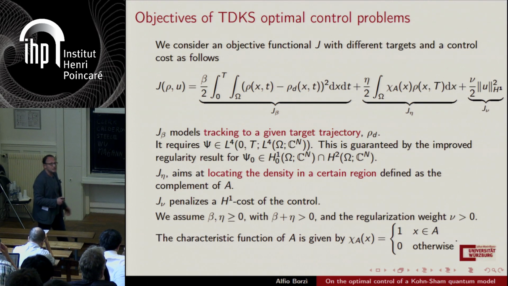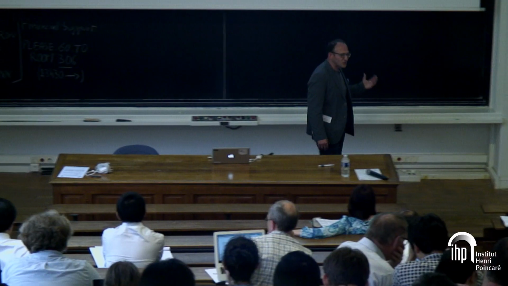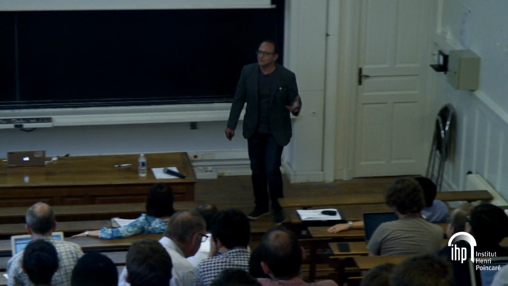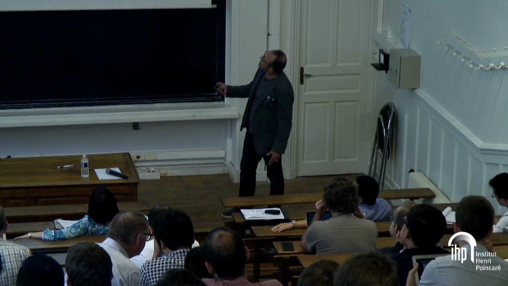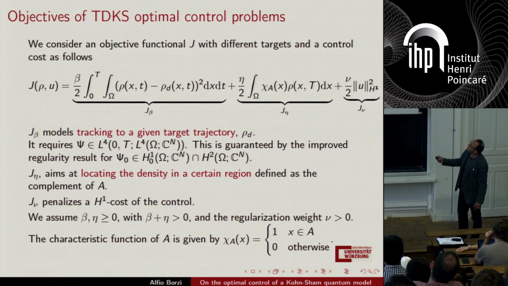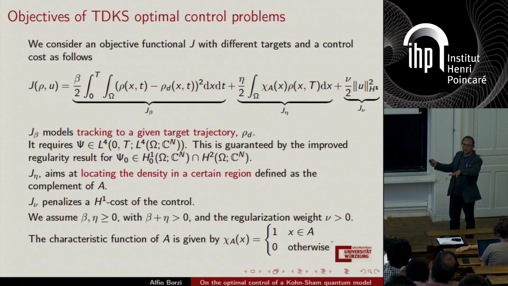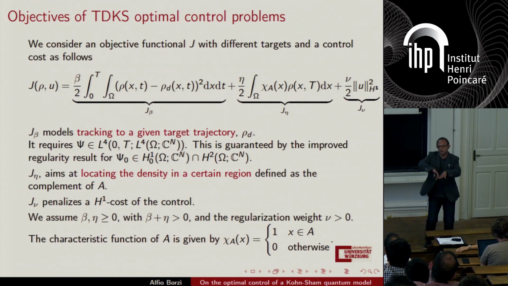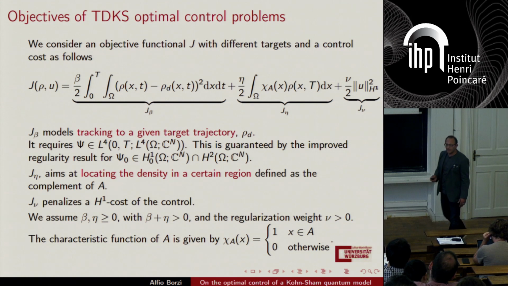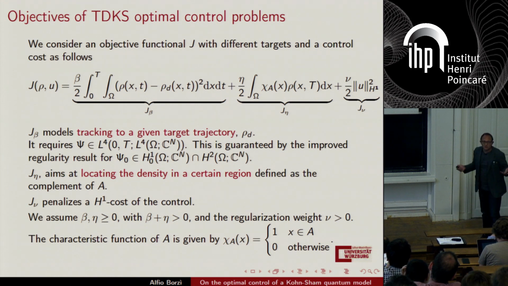One possible task is that you have a desire, no? Like a Christmas wish. You want your density to follow some trajectory. So you have some desired rho d, and you want to follow this as well as possible. So minimizing this difference, this tracking part, will do this. Or you want to exclude your density from some region. So you put the characteristic function of this region, and if you minimize, it means that rho, the support of rho, will go away from that. And finally, you want to reduce the cost of your control. So I said I want an H1, so this is the H1.